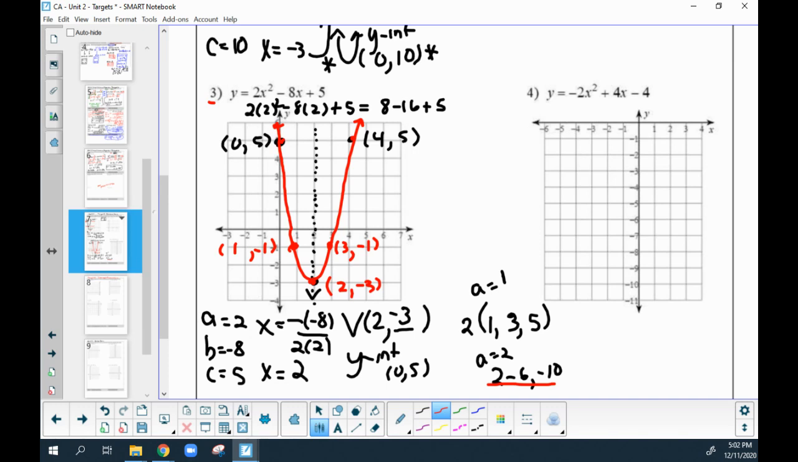So there's a couple different methods on how to find your dots for your graph.